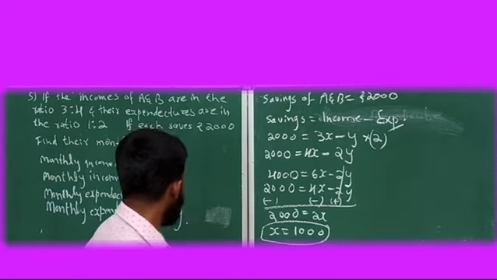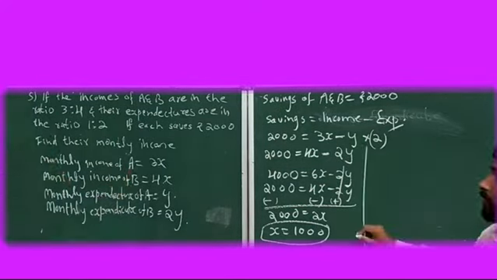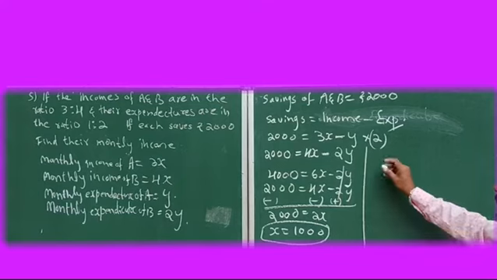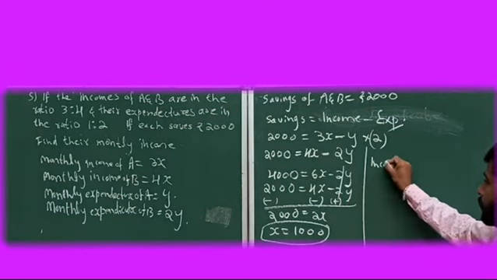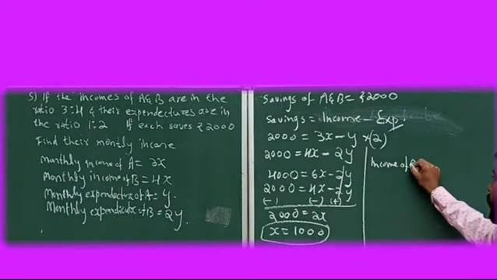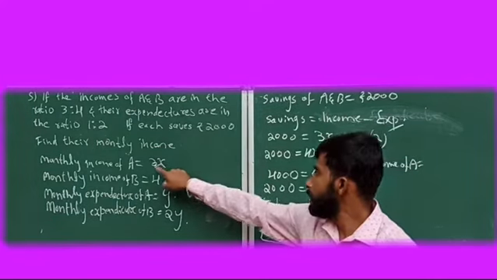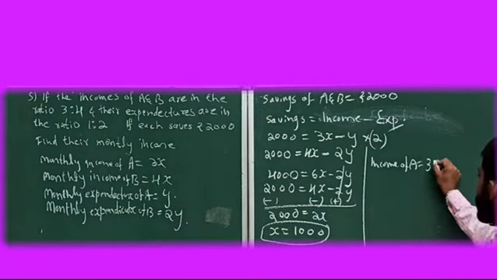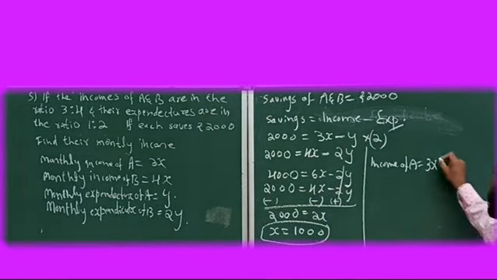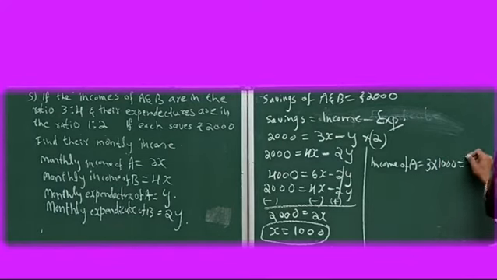Now see, you need to find the incomes of A. By this you can write the conclusion. Income of A is equal to, how much? 3x. 3 into, what is x? 1000. It's equal to rupees 3000.